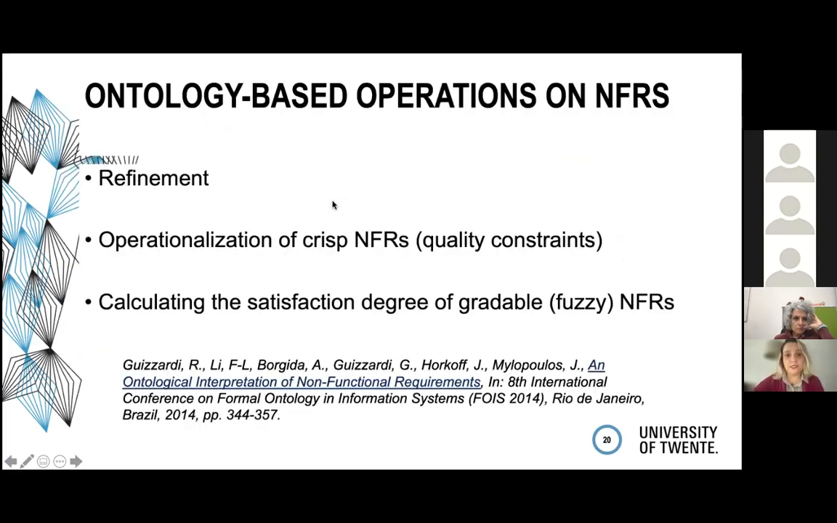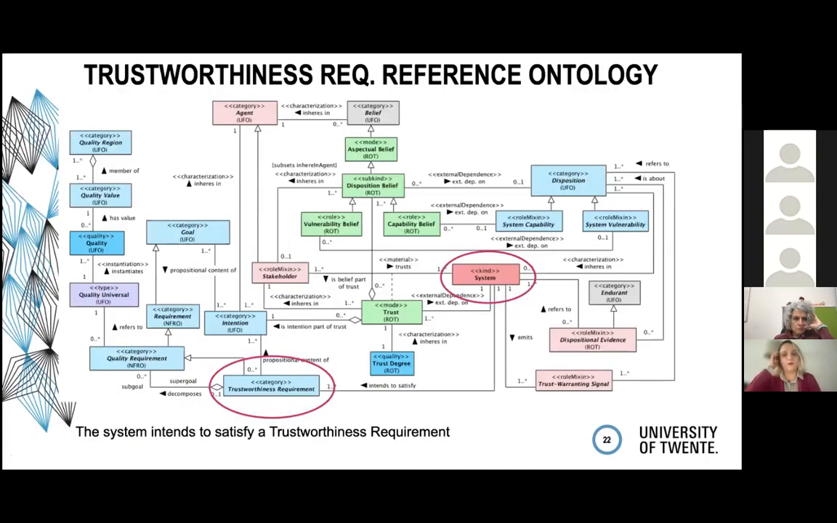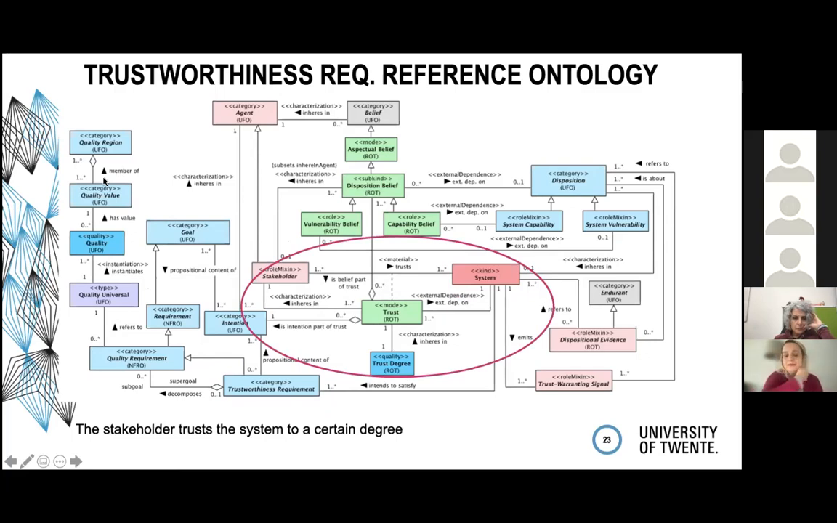We can also see, okay, maybe I'll pass this, but then I'll come back. You can also see that the system intends to satisfy a trustworthiness requirement, and that the stakeholder trusts the system to a certain degree. This is this part of the ontology. I won't explain everything because I already explained the trust ontology. So here it's just like the truster and the trustee are here.